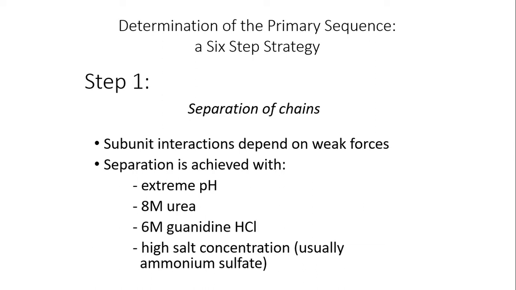Remember, in that quaternary structure, those subunit interactions are based on weak IMFs. So we can separate them using extreme pH, whether that's alkaline or acidic, 8 molar urea, 6 molar guanidine HCl. So this would be basic, this is acidic, or high salt concentration. Usually the substance used for that is ammonium sulfate.